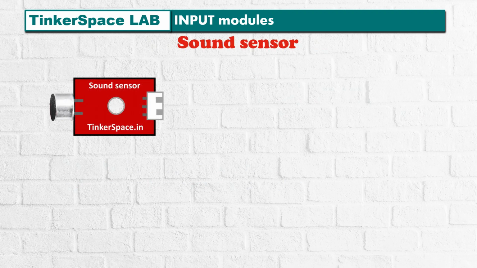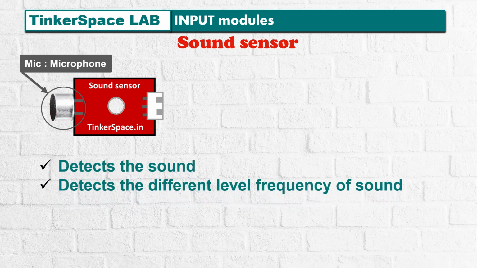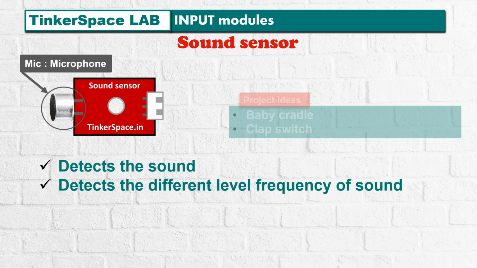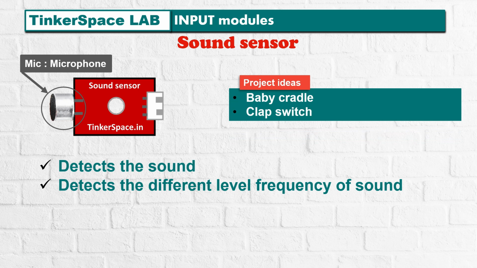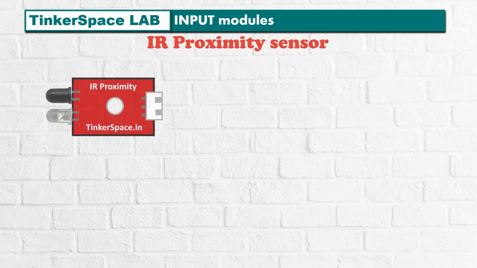Sound sensor. This sensor picks up sound just like our ears do. The sensing element is a microphone which converts sound waves into electrical signals. It detects the intensity of sound and can even recognize specific sound frequencies. Example project ideas are baby cradles that automatically rock when a baby cries, clap switches that let you turn devices on or off with a clap.